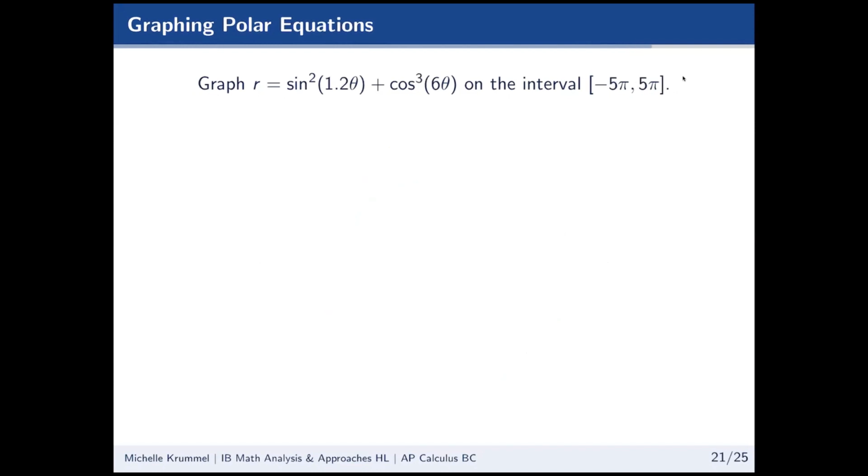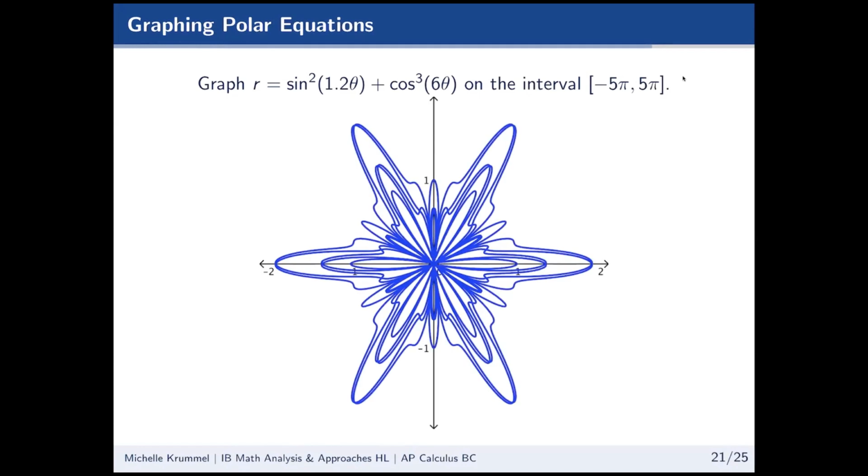And let's do one more graphing on the calculator. This time we're going to use theta values from negative 5 pi to positive 5 pi. So pause here, see if you can produce this graph on your graphing calculator, and then press play when you're ready to see the results. And there we have it. So we can get some really intricate designs when we're graphing polar equations.